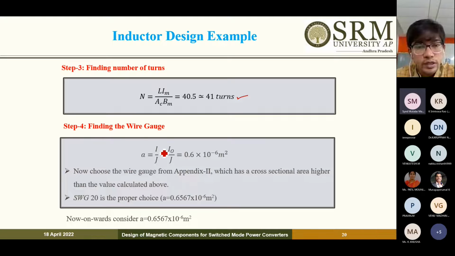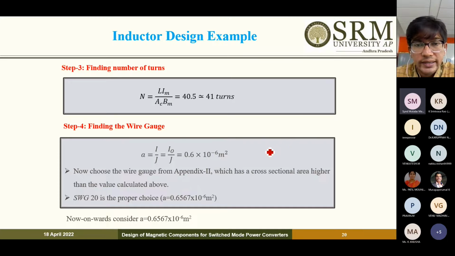Similarly, how to calculate the gauge wire? The area of cross section will be equal to I by J, where I is the average current and J is the current density. If you substitute the average current and current density, we get 0.6 into 10 power minus 6 meter square, so around 0.6 mm square. Now we need to select a gauge wire which has a cross sectional area more than or approximately 0.6 mm square.